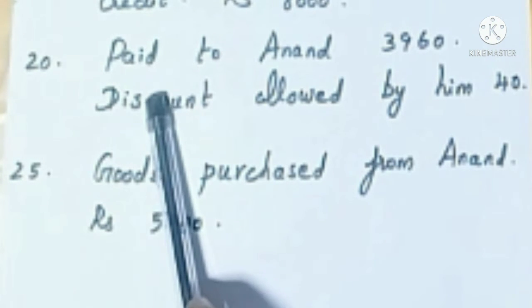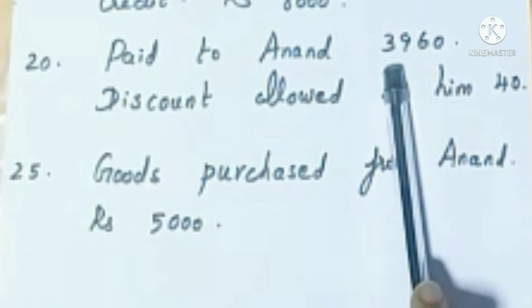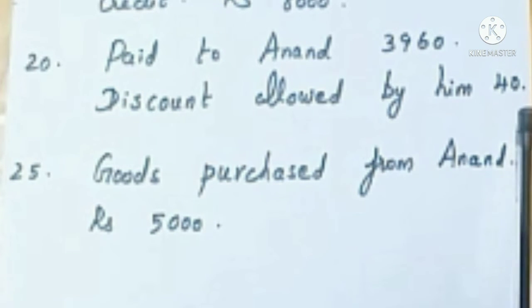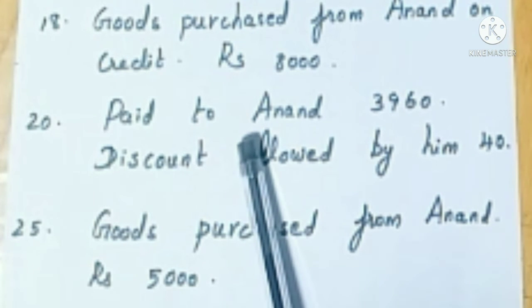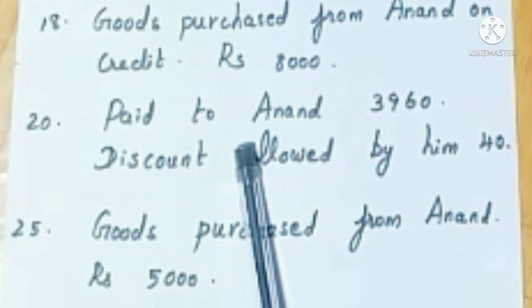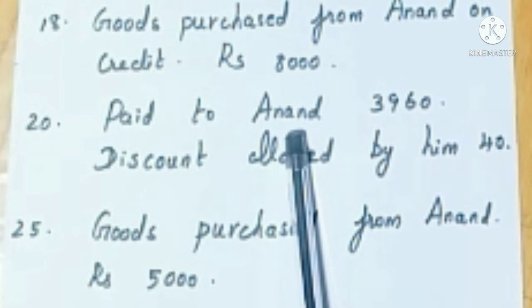The next transaction is paid to Anand rupees 3,960. Discount allowed by him rupees 40. In this transaction, we are paying to Anand. So who is the receiver? Anand is the receiver, so Anand's account is debited. So when we pay, what happens? Cash goes out, so cash account is credited.